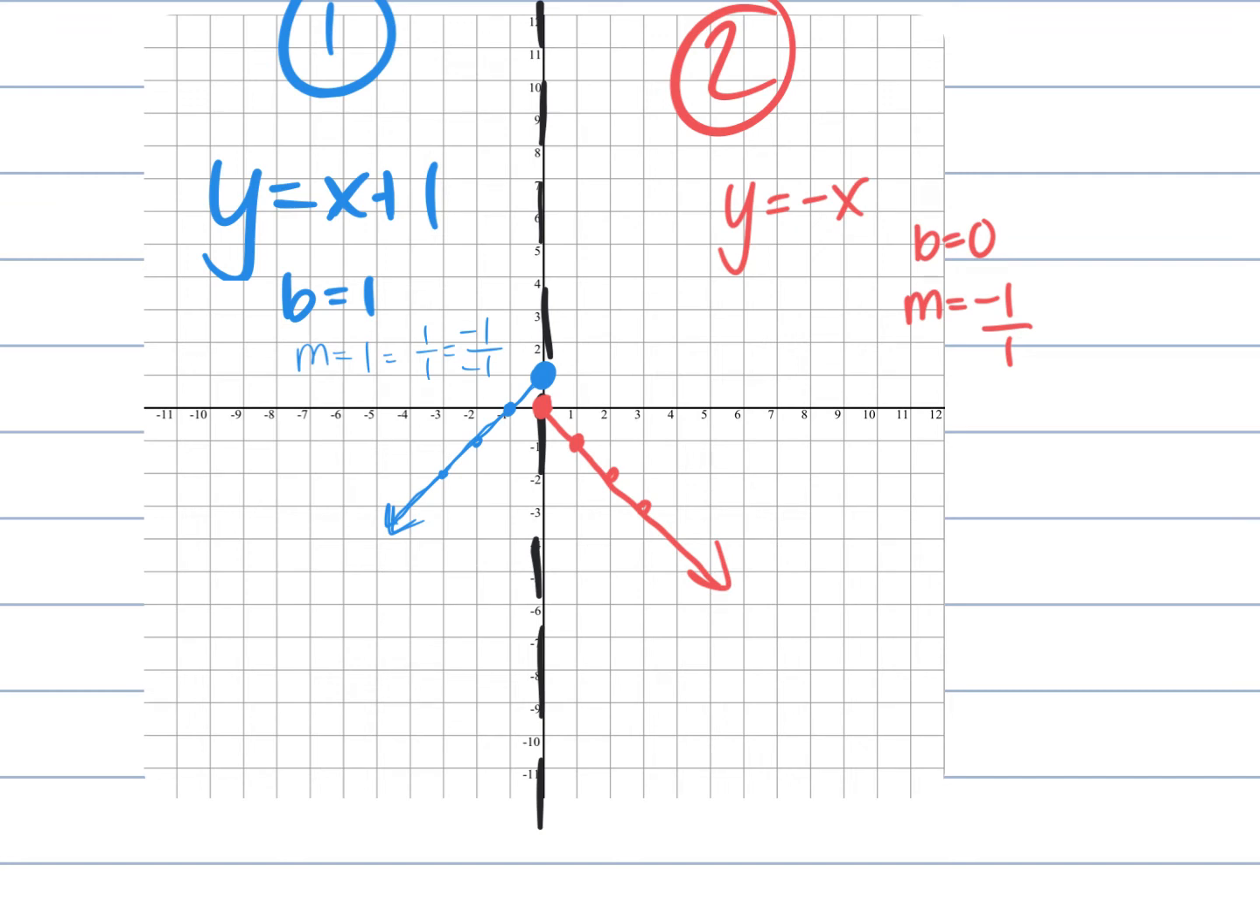Now, there's something that's wrong with my graph. Gabby? The red line should have an open circle. Why? Because it's not equal to.